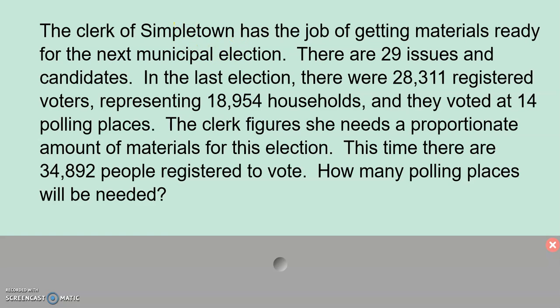So the first thing we need to do is identify the fact that some of this information we don't need to answer this question. To figure out the polling places, it's just based on the people, it doesn't matter how many issues there are. It also is based on the number of registered voters, it doesn't matter how many households, and I don't even know how many households there are now. So the numbers that I'm going to need are: in the last election, there were this many registered voters and they used this many stations. There are now this many registered voters and I want to figure out the number of polling places. So those are the numbers I'm going to use.